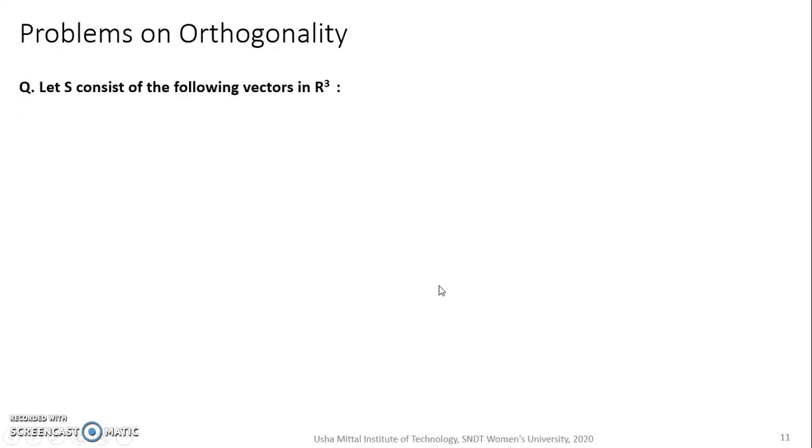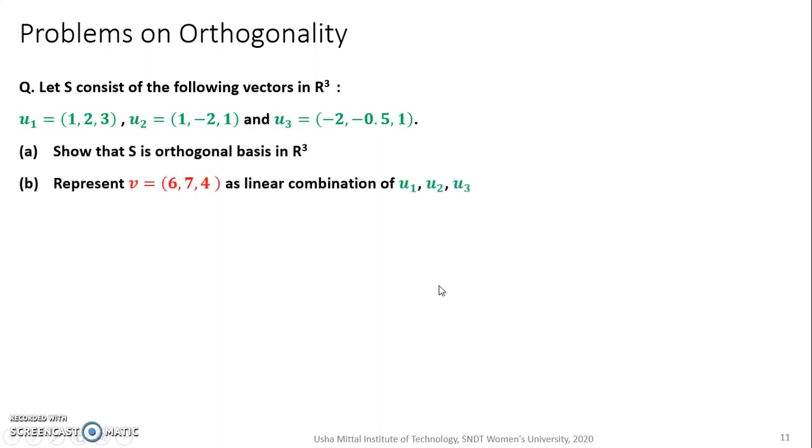Here we will discuss a problem in which S consists of the following three vectors u1, u2, u3 in three-dimensional real space, and we have to show that S is an orthogonal basis in three-dimensional real space, and also we have to represent vector v as a linear combination of u1, u2 and u3. So let's start with the solution by considering the first section, in which we have to show that S is the orthogonal basis in the three-dimensional real space.